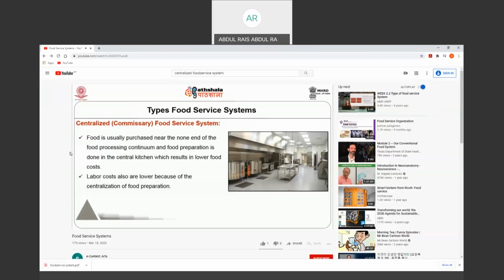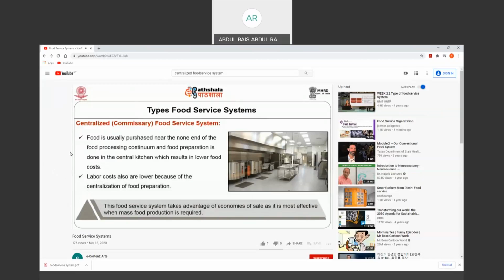This food service system takes advantage of the economies of scale, as it is most effective when mass food production is required. Meaning the more you produce, the cheaper your output becomes lah. When masukkan economy of scale.